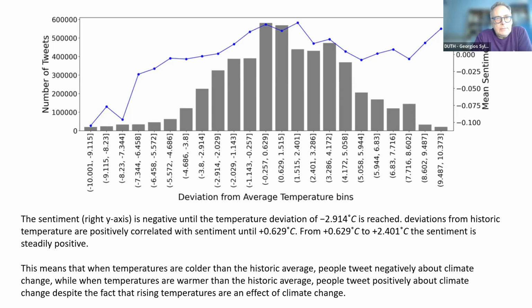Here you see again the bins of the deviation of average temperature with the sentiment analysis, the mean sentiment score. Again, the right hand axis shows that the sentiment is negative until the temperature deviation of minus 2.9 degrees is reached. Deviations from the historic temperature are positively correlated with the sentiment until plus 0.6 degrees. And from there, it stays steadily positive.